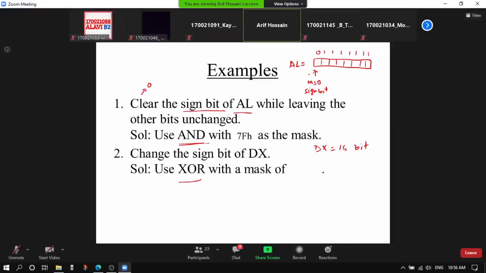And I want this answer from, do we have ID 141, Samadul? 141, Samadul. Are you there?